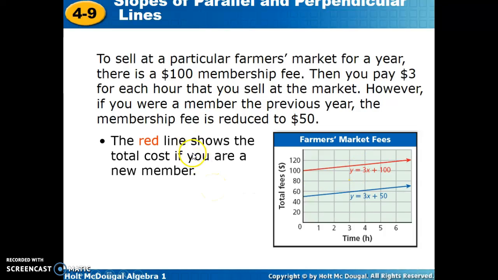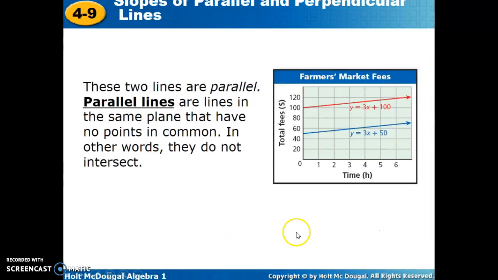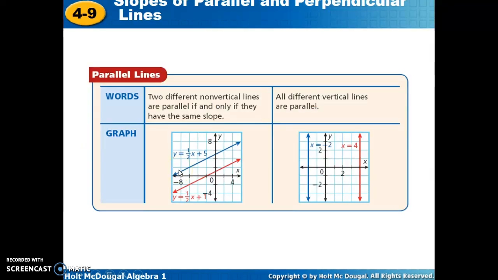The red line shows the total cost if you are a new member. The blue line shows the total cost if you are a returning member. Notice that they have the same slope, which is representing the cost per hour. These two lines are parallel because they have the same slope. They have no points in common, and they do not intersect.